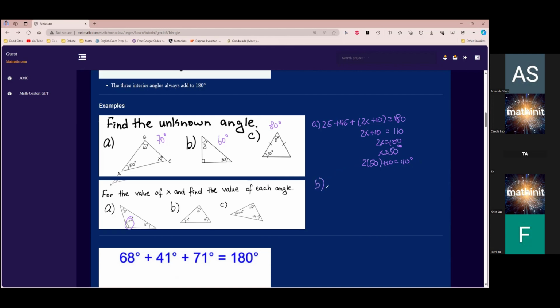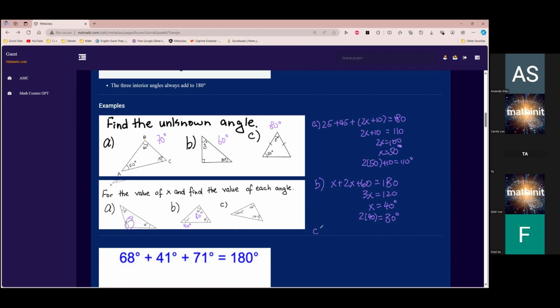For B, it would be x plus 2x plus 60 degrees equals 180 degrees. So 3x equals 120 degrees, and x equals 40 degrees. Then you plug this back into the 2x, so you get 80 degrees. So this angle would be 80 degrees, and this angle would be 40 degrees.